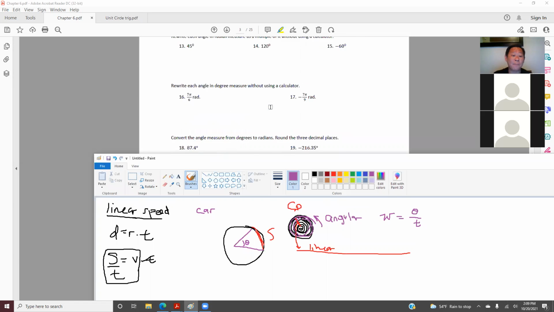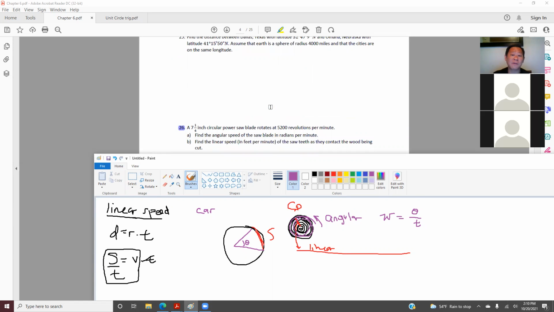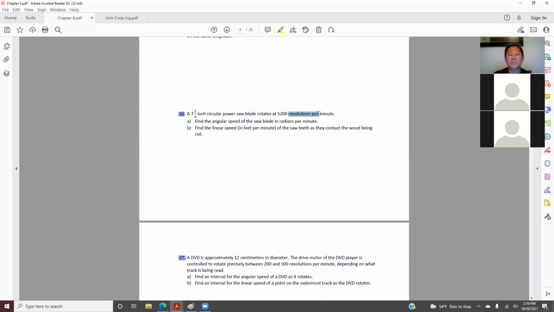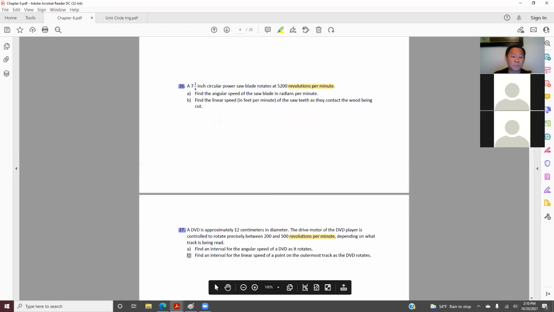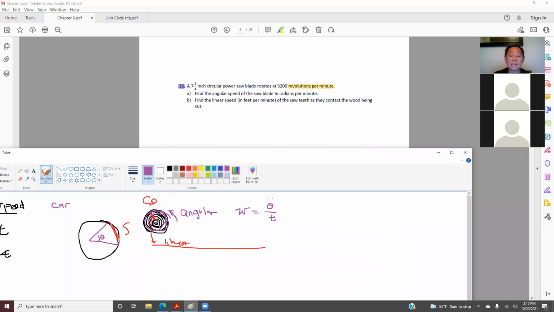So let's take a look at some examples about this. It's very easy to figure out: if you see anything with revolutions per minute, that is where we will use the angular speed in this case. Question number 26 is asking us: you've got a blade rotating at 5,200 RPM. This is like a saw blade, and the 7.25 inch is the diameter.